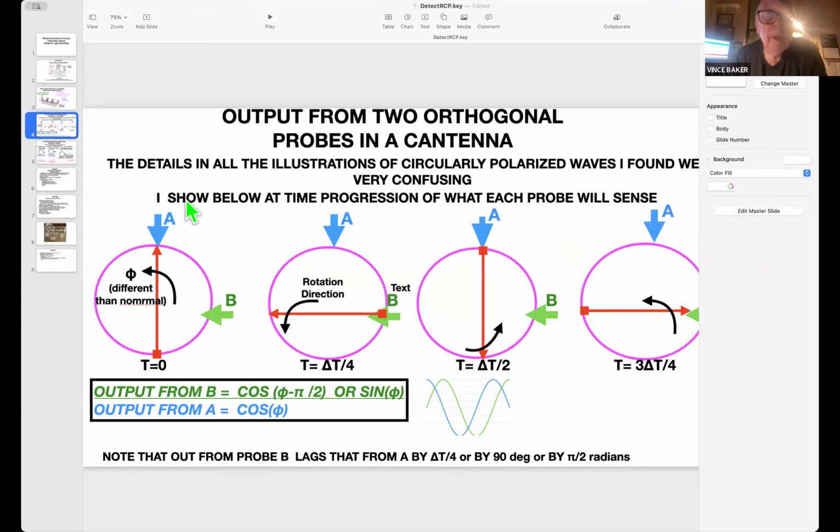Now let me look at two different orthogonal probes, not just one probe. I'm looking at it coming at me, so it's right-handed, and I'm using phi as the direction. Normally phi is counterclockwise, but I'm going to use it clockwise just to confuse you. Here's your rotation direction, here's the peak, here's the tail, positive or not, at delta t over 4. The thing is rotated over here.